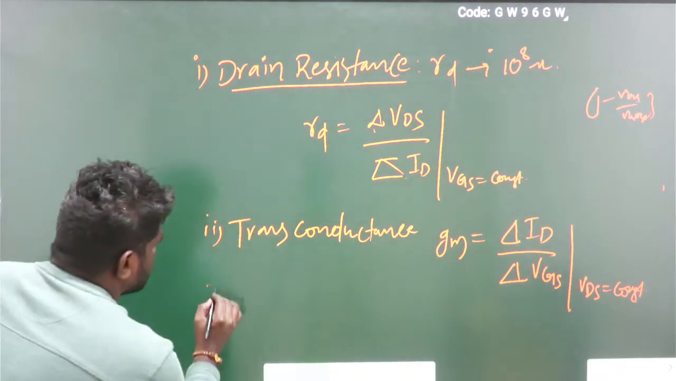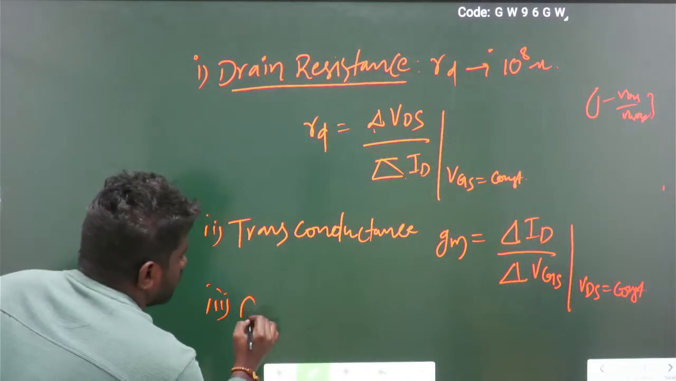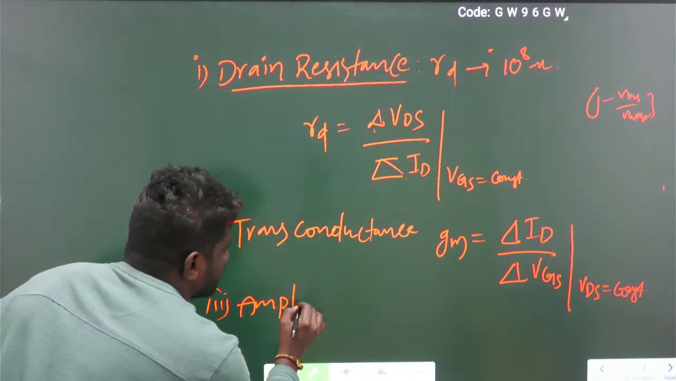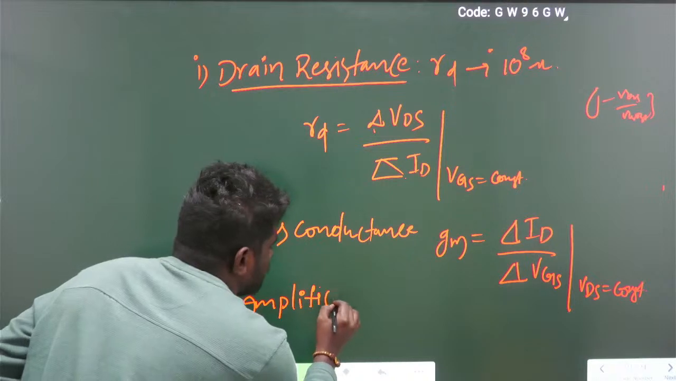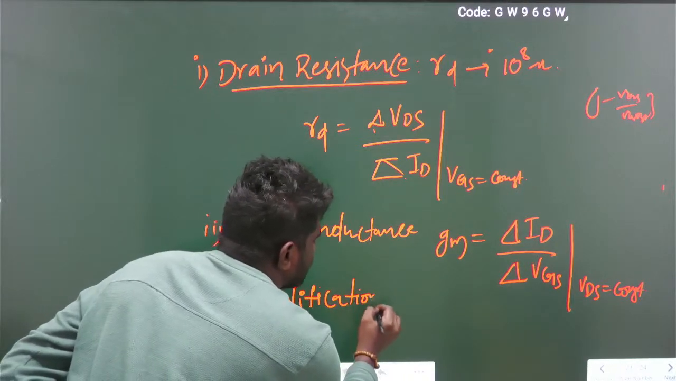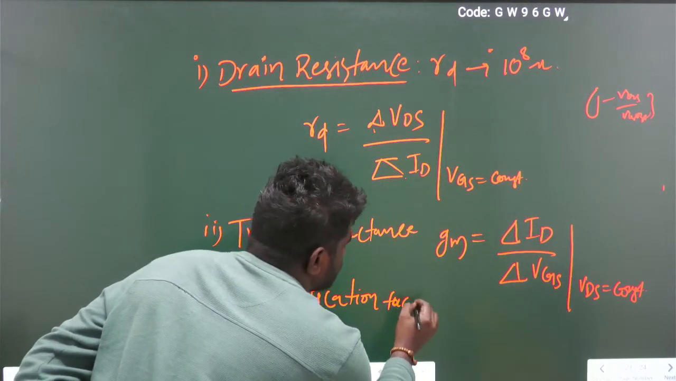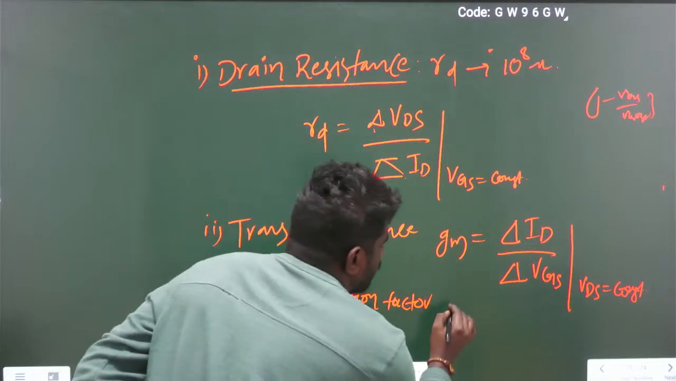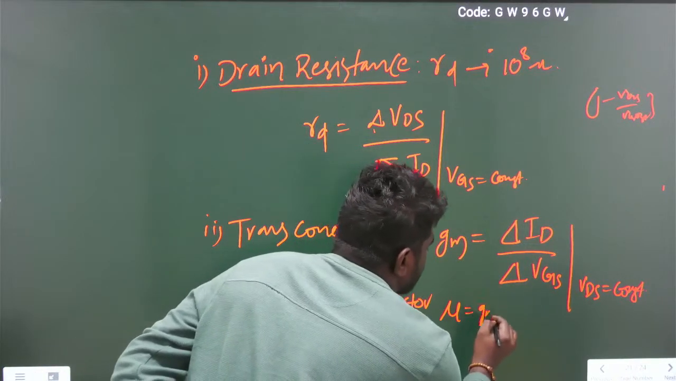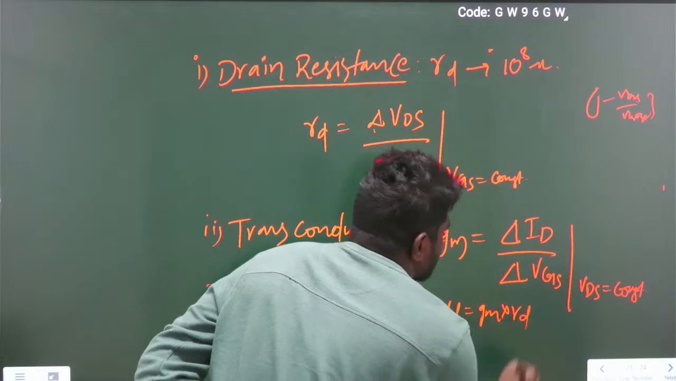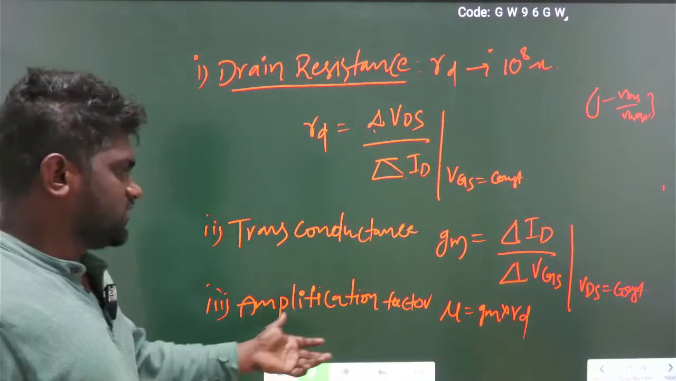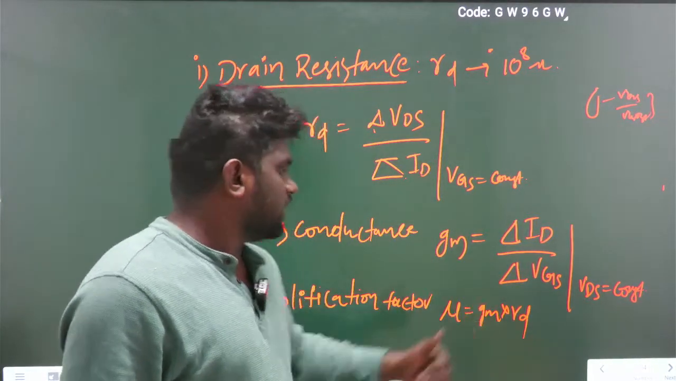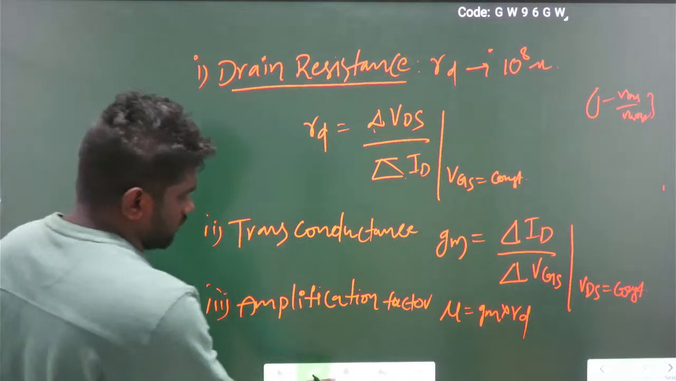One more parameter is there, called the amplification factor. So mu equal to Gm into RD. The amplification factor mu equals Gm into RD. We will discuss one problem on this.